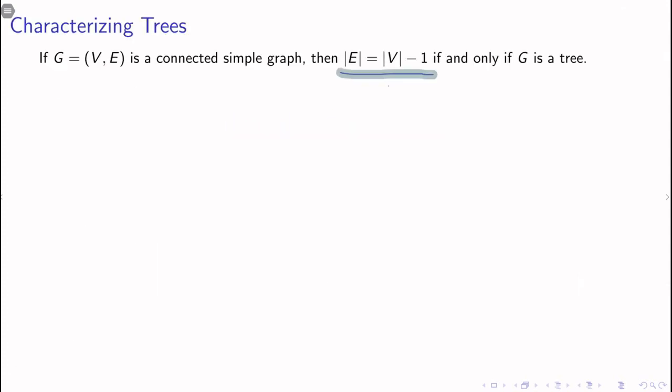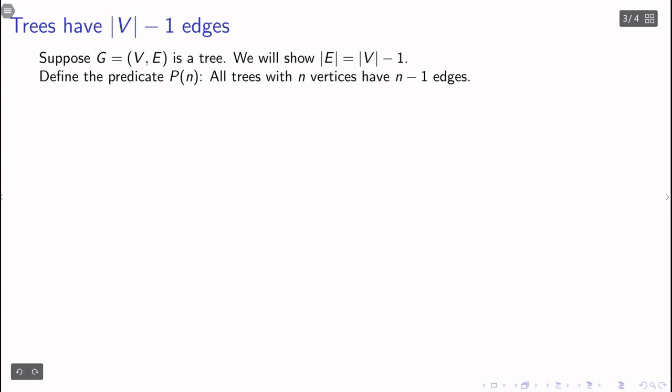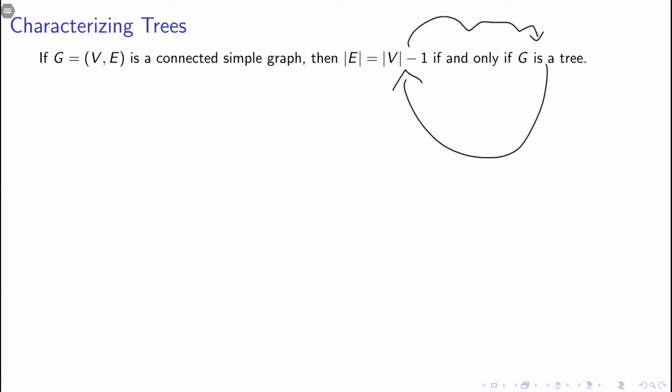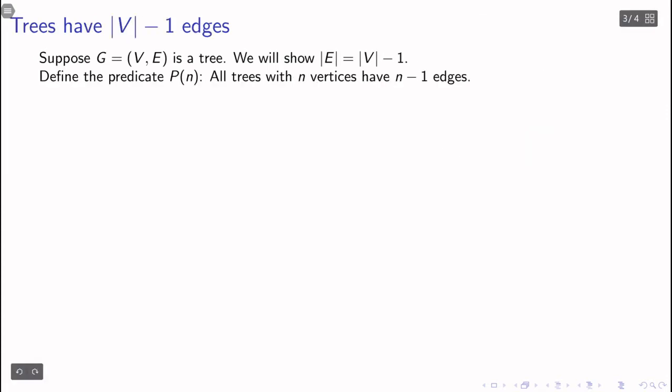Okay, so how would we prove this? Well, it's 2 directions, right? You want to show that if it's a tree, then you have that equation. Also the other way. If that equation holds, then G is a tree. So let's prove it one way first, which is, given that you have a tree, why is it true that the number of edges is 1 less than the number of vertices?